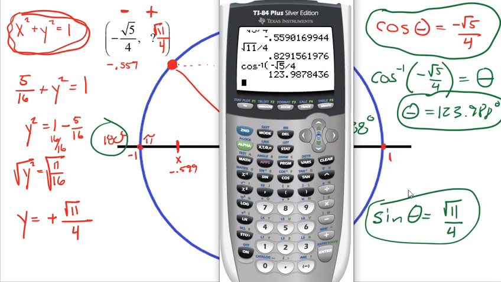So let's say we chose to use the sine. We know that sine of that angle, the y coordinate from the unit circle, is radical 11 over 4. So I could also pull the old switcheroo with the inverse sine. Inverse sine of radical 11. I don't know why that keeps happening, sorry. Move outside the radical, divide by 4, and we get, oh boy. We certainly don't get 123.988 degrees.